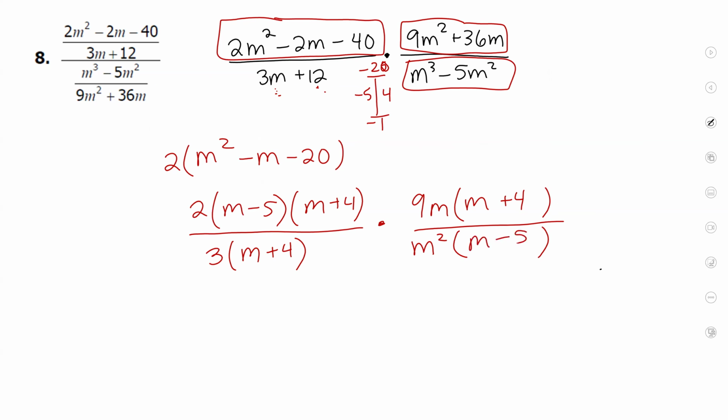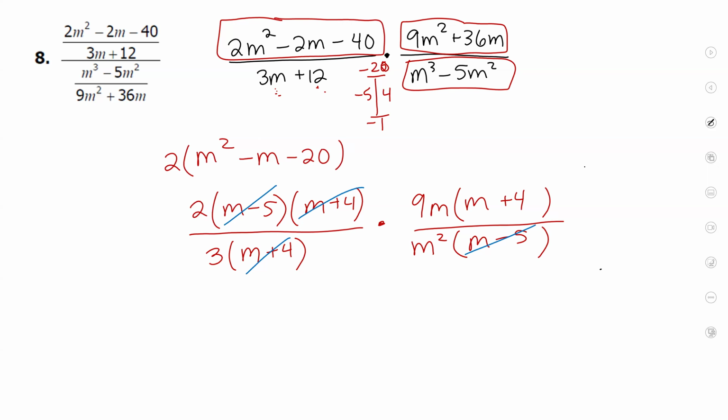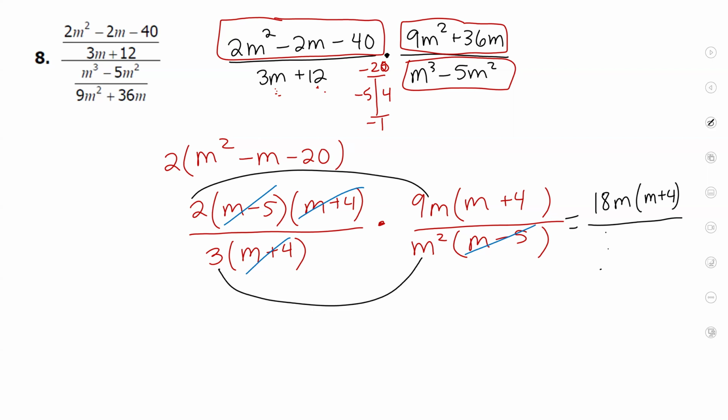Perfect. Okay, now we can just cancel things out. M minus 5 cancels with the m minus 5 in the numerator. These 2 cancel out. Okay, I'm just going to write down what I have. Right now, I have 2 times 9m, that is 18m, with an m plus 4. My denominator is 3 times m squared.